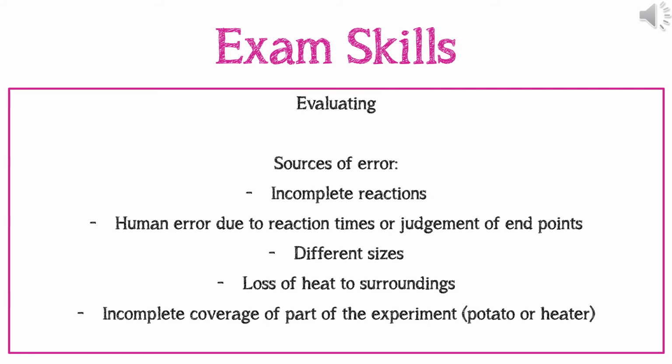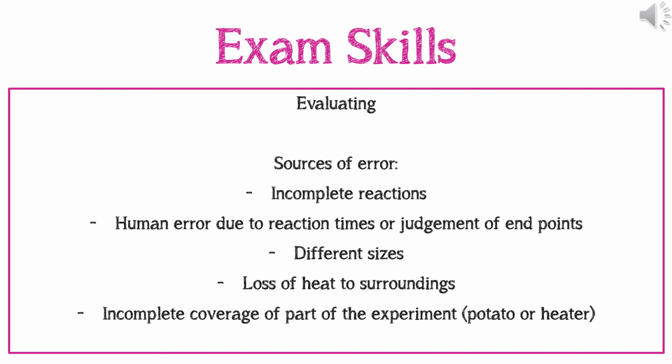If they ask you about the evaluating part of an experiment, then this is where we're looking for potential sources of error. So this is the sort of areas you could start thinking about. It's not an exhaustive list, this is just a few quick suggestions. Things like the reaction may not have gone to completion for some reason. If it's something that involves a judgment of when a reaction has ended, or you've got to stop a stopwatch, then human error due to reaction times or judgments comes into play.